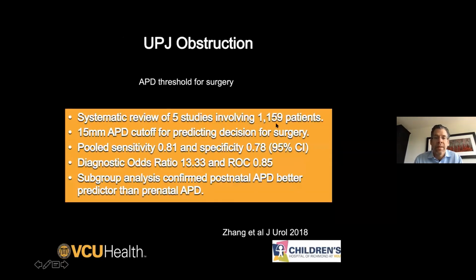More recently, a systematic review of 5 studies that kind of combined the 3 I mentioned and 2 others, using a 15 millimeter cutoff, they found the sensitivity of around 81%, specificity 78%, using a 95% confidence interval. And with this, they felt that under subgroup analysis, that this postnatal APD was a better predictor of surgical intervention than prenatal APD. So again, we're hanging our hat on 15 millimeters is a patient that may be of concern. Certainly, we still do not operate on a majority of these patients.